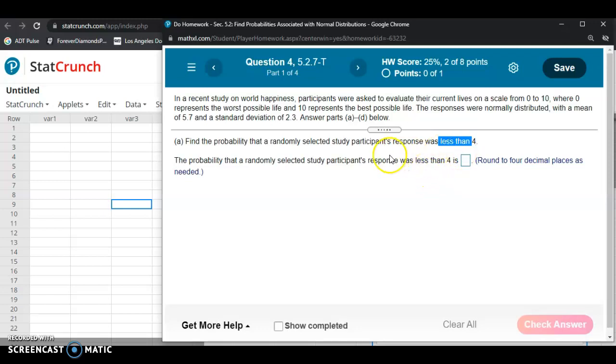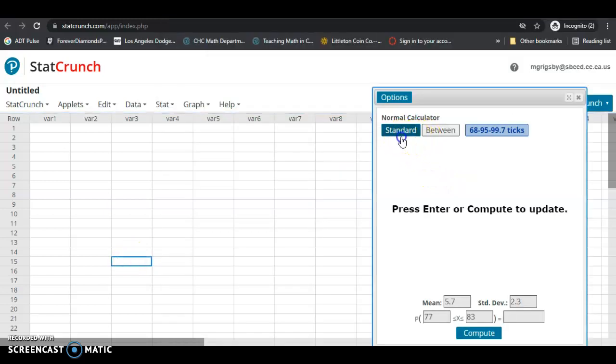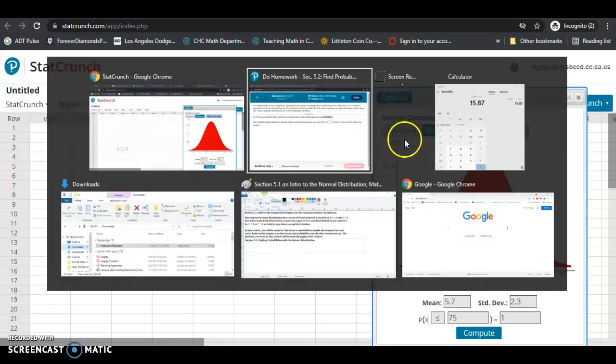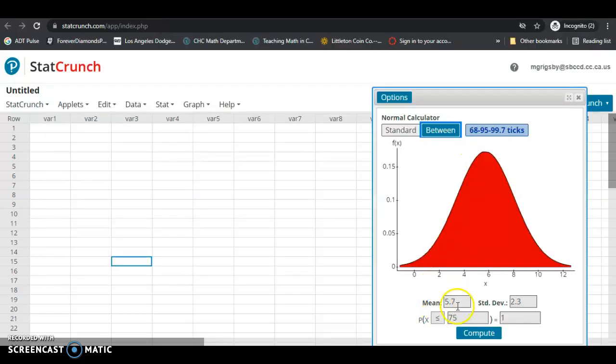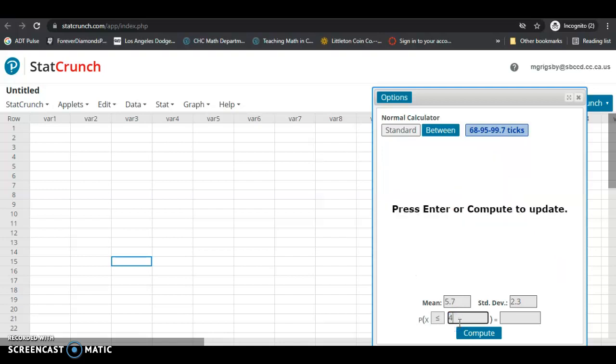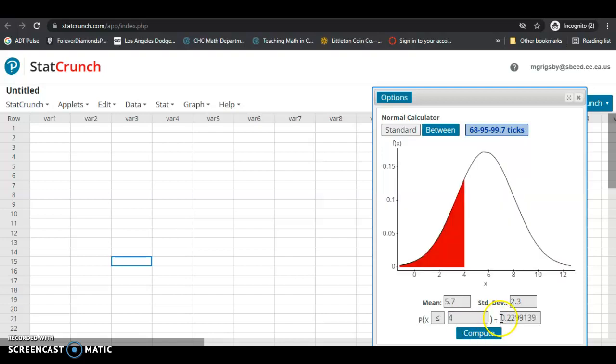Because we're not finding the probability between two values, we're going to go back to standard, and make sure you have the correct mean and standard deviation. So the probability that the participant's response is less than 4. We're going to select the less than or equal to symbol, type in the number 4 here, click compute, and then the corresponding probability would go here. The probability that a person responded with 4 or less is 0.2299.